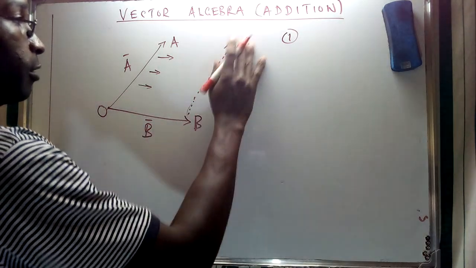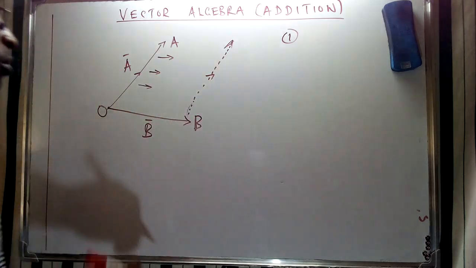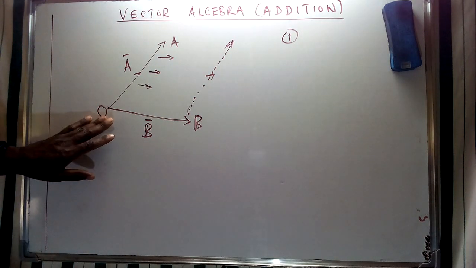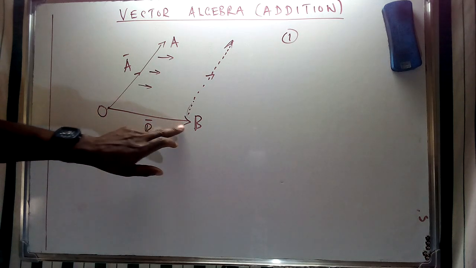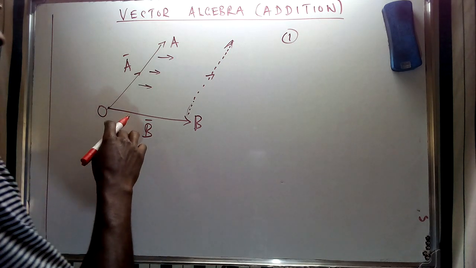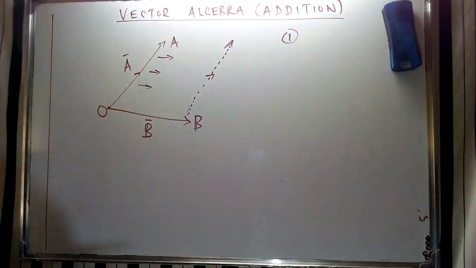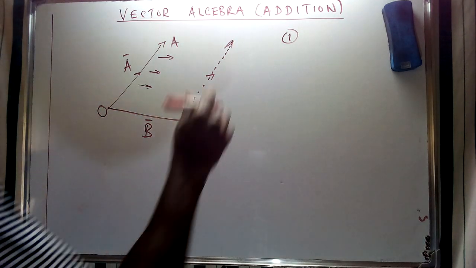So the first operation is to move this vector parallel to itself, and then we make sure that the point that was coinciding with the origin is situated at point B. From that operation, we create another vector which runs from the origin to this point at the tip of A.